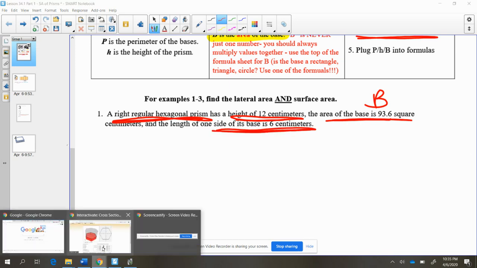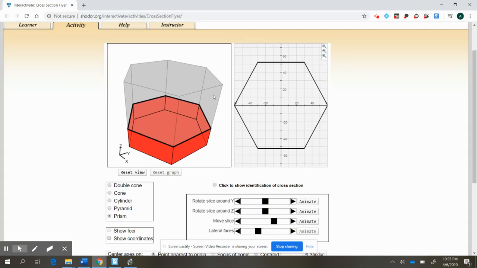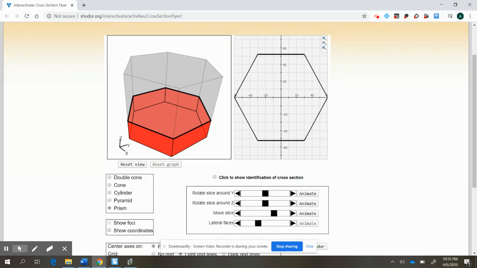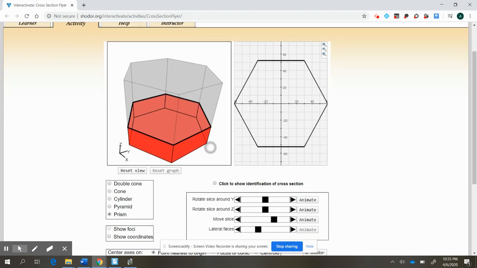So imagine here we took this hexagonal prism that we were looking at before, and we have a side length of 6 on it. The total area of one of the bases is 93.6, and then we have a height, the distance between this base and this base, which they're telling us is 12.